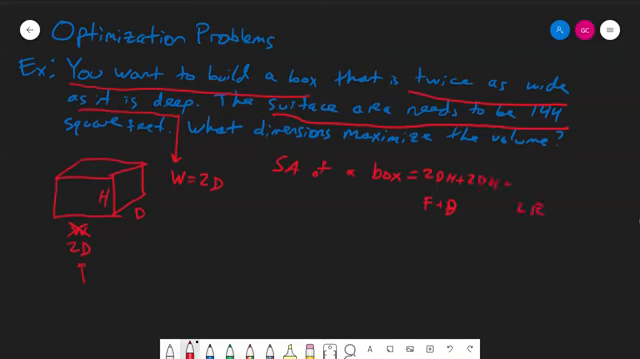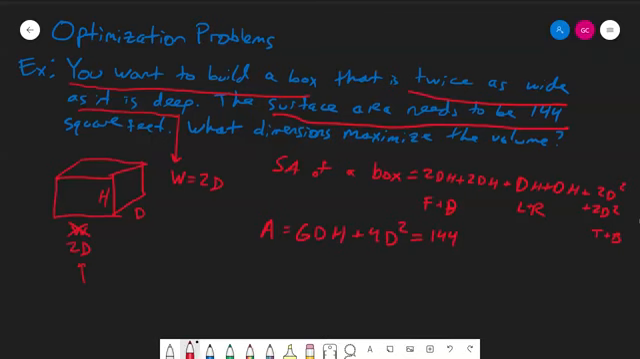Then we have the left and the right. Those are both d by h. And then we have finally the top and the bottom. And the top and the bottom are both 2d by d, so 2d squared is the area. And so putting that all together, we get that the surface area ends up being 6dh plus 4d squared. So that's the thing that we want to be 144.